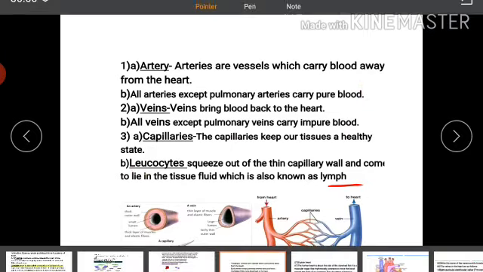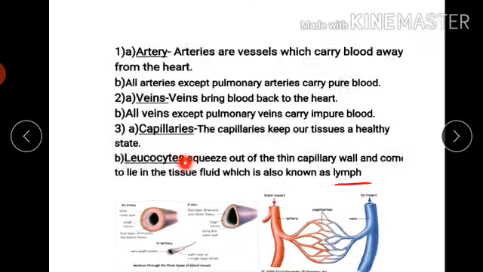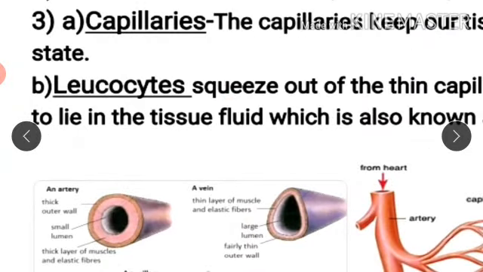veins. Can you see the difference between artery and veins? Artery has small lumen and thick wall, whereas vein has broad lumen and thin wall.